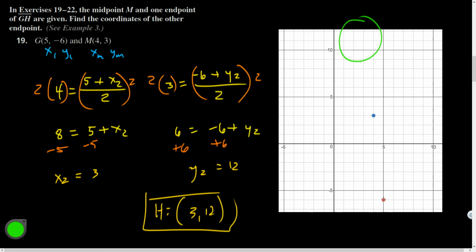So I actually just think of how do I go from this red point to that blue point? Well, I'm going up 9, it looks like, and backwards 1. Did I do that 9 right? Backwards 1. And if I want to find the other point, I can just repeat that pattern. If I go up 9, backwards 1, that should give me my other end. Kind of an interesting graphical approach.